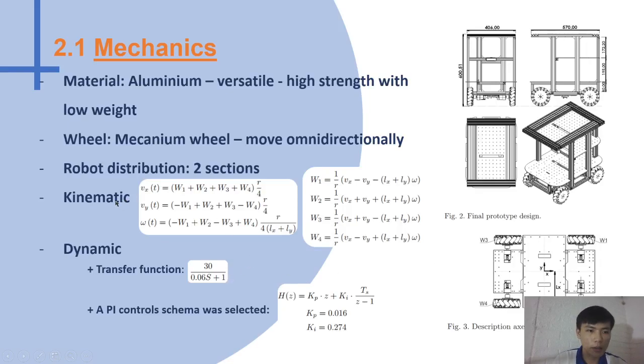The kinematics: we have this elevation and this elevation. So the calculation of inverse and direct kinematics and dynamics. We have the transfer function there, and the PI control scheme was selected, as it has a quick response and a wide range.